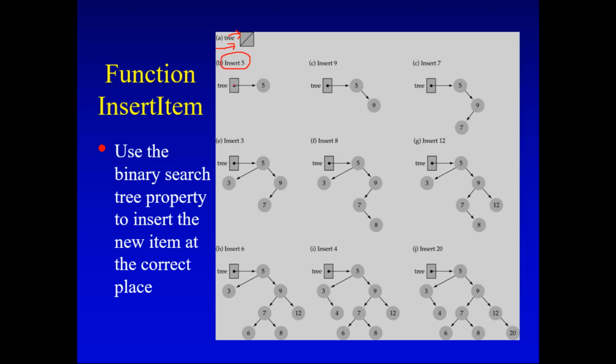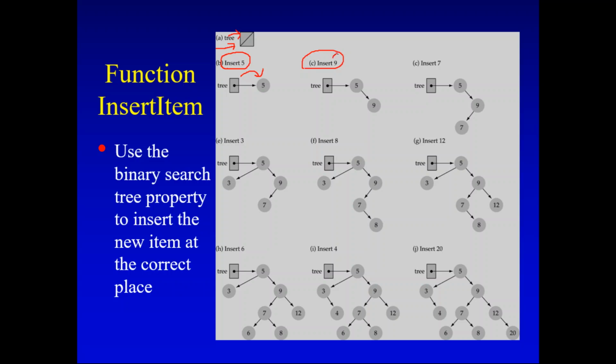Before inserting, you check whether tree is equal to null or not. Yes, tree is null, so there is nothing in the tree, so nothing to check. Make this pointer point to this node 5. So you create a node 5 and make the pointer point to it. Next we want to insert a node 9.